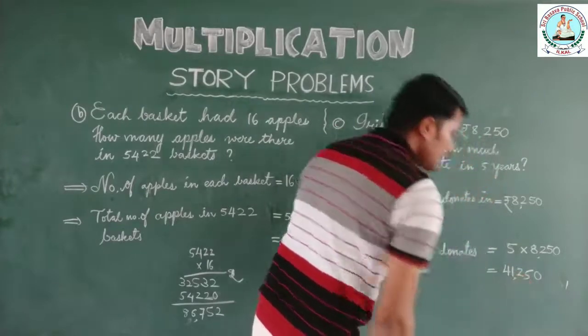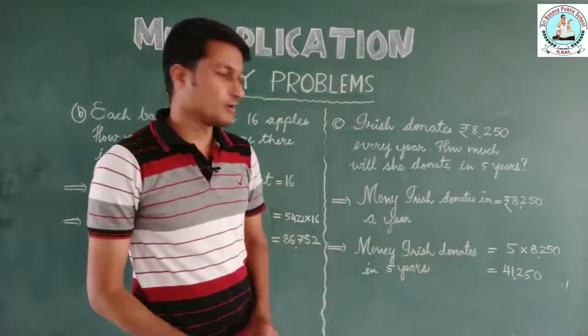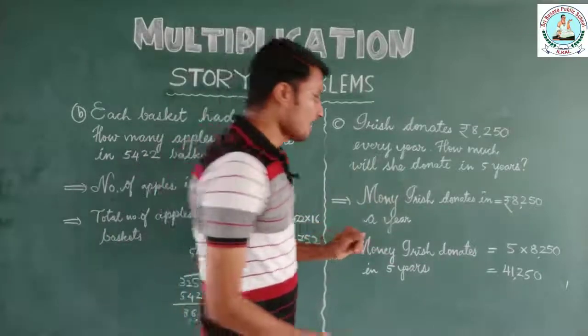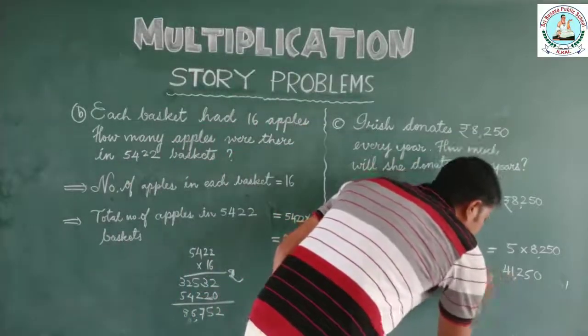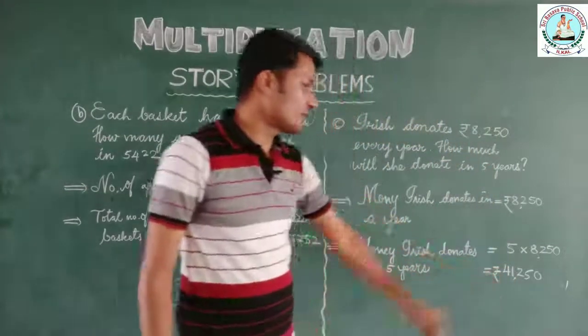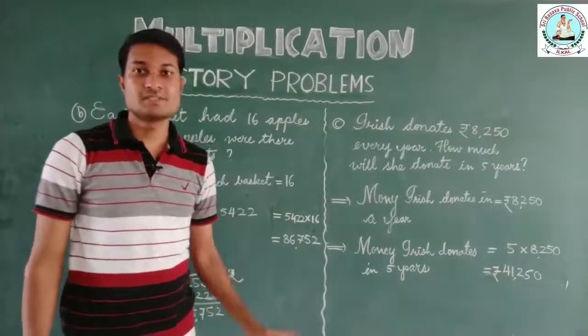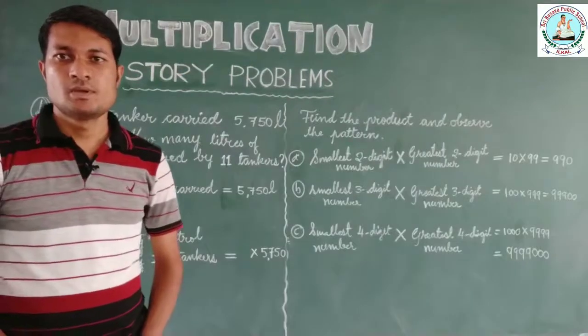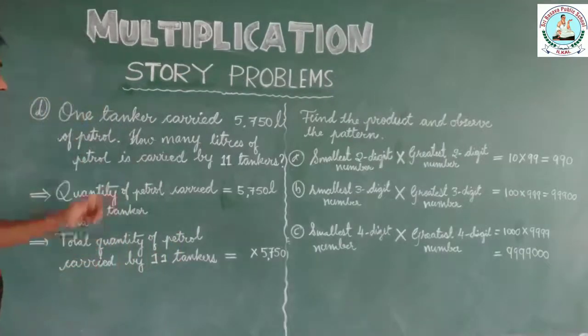So she is donating rupees 41,250 in 5 years. So let us write the rupees symbol. We should not miss that. So rupees 41,250 she is donating in 5 years. Well, let us solve the next story problem.